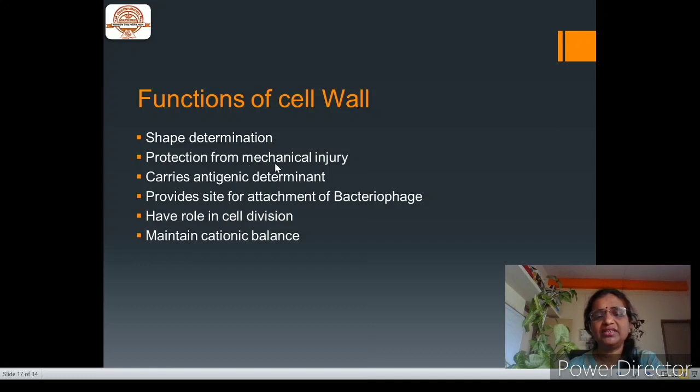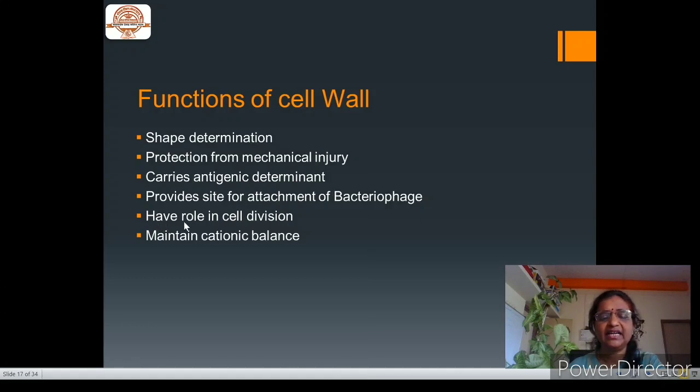Cell wall offers protection against mechanical injury. It protects the cell organelles from any mechanical injury. Next, an important function is that it carries antigenic determinants. As I told, teichoic acids of the gram positive cell wall and O side chains of the gram negative cell wall act as antigenic determinants. The next is it provides a site for attachment of bacteriophage. Again, O side chains of lipopolysaccharide and teichoic acid act as a site for attachment of bacteriophage.